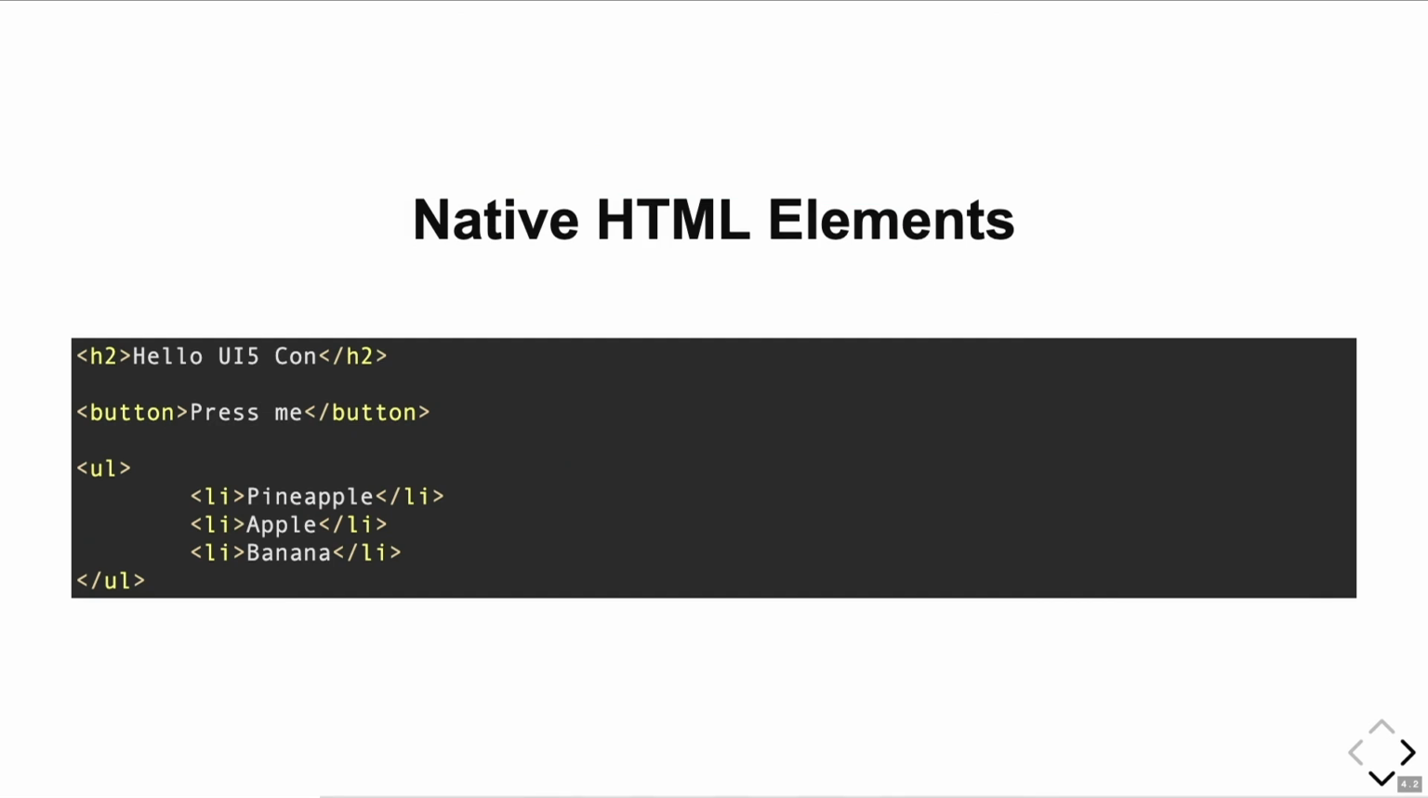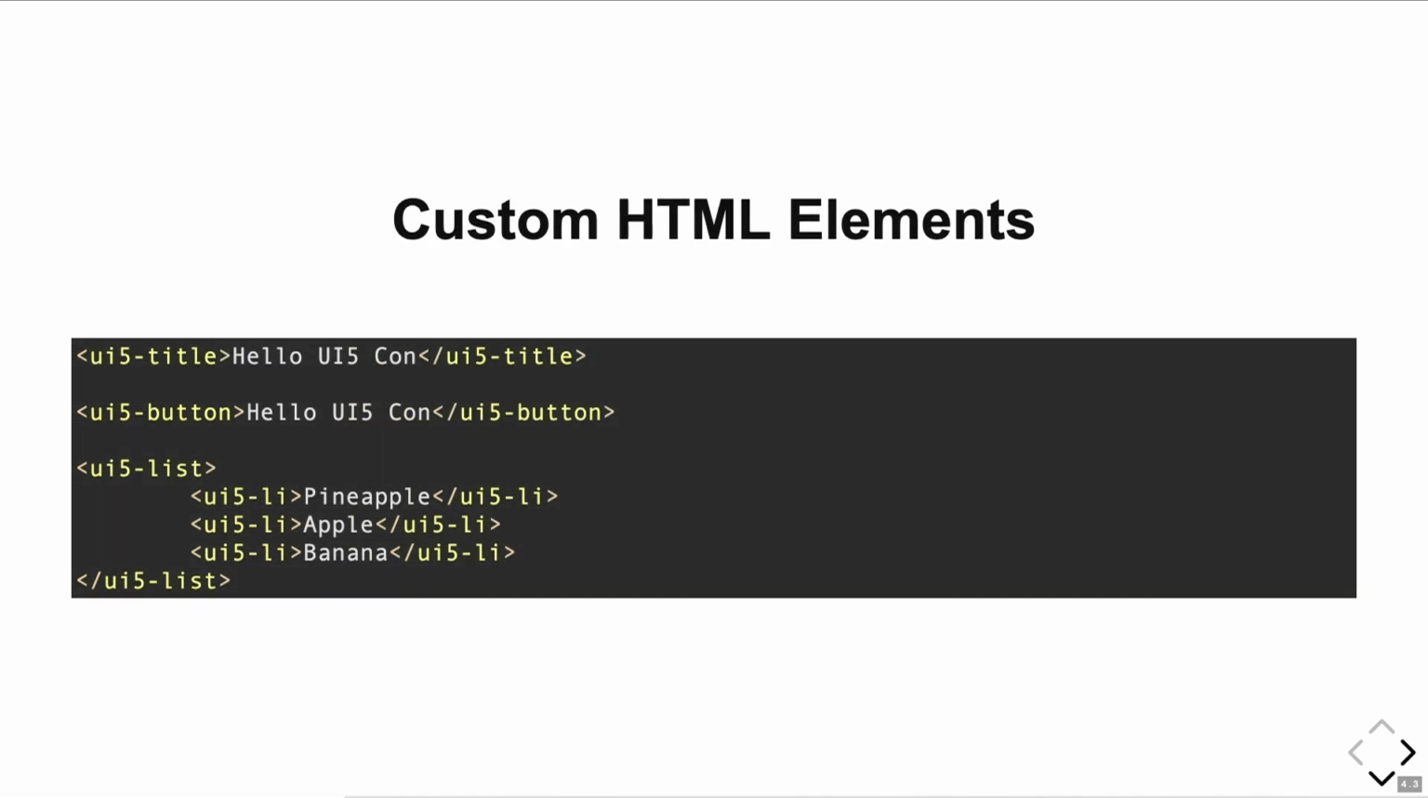Let's take a look at this small example. It's very simple. It has a title, button, and list with list items. But the same snippet can also be written in this way. Can you notice the difference? We just added a prefix, ui5-, and with the same markup, there is a quite different result.